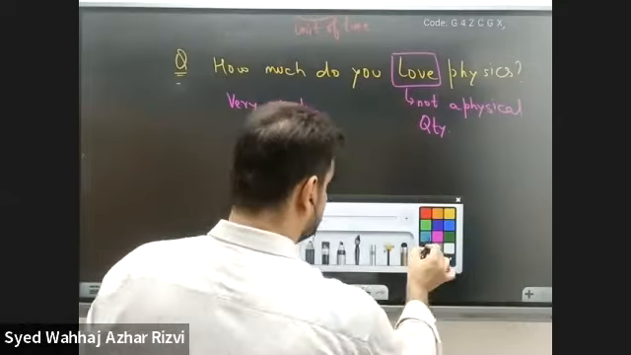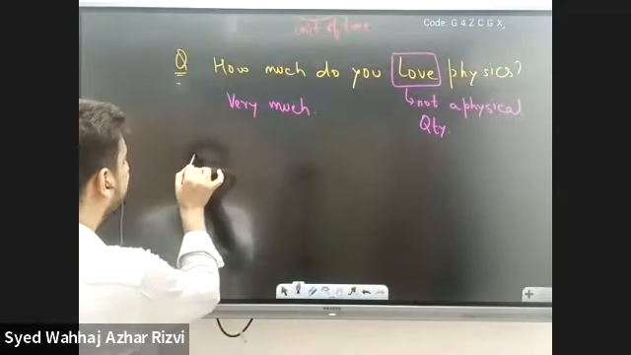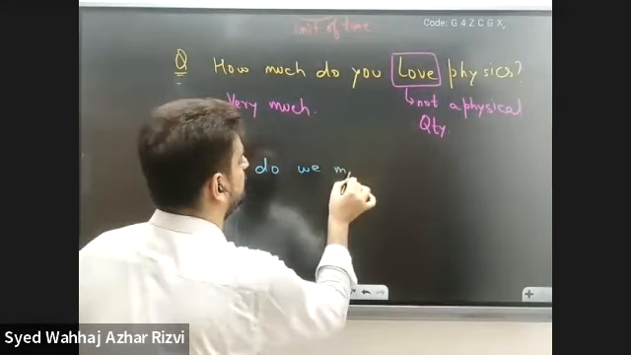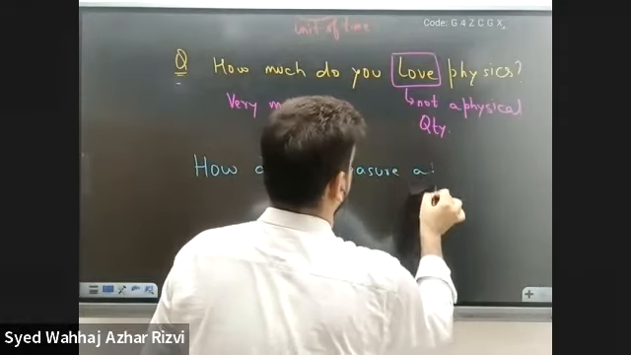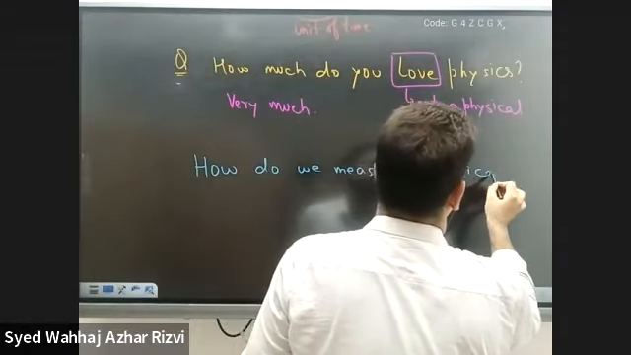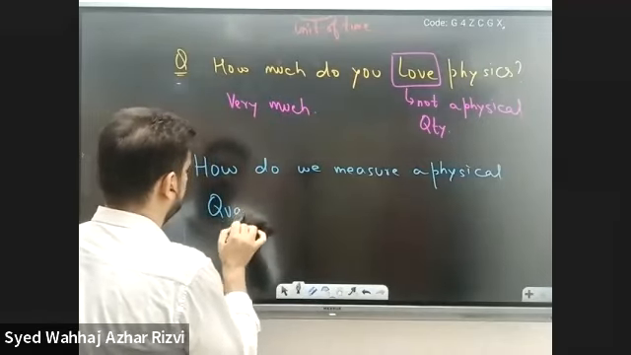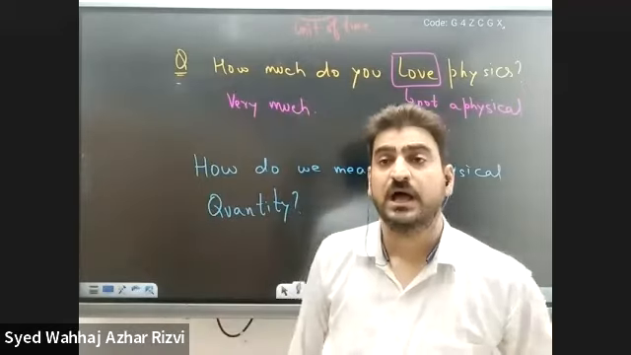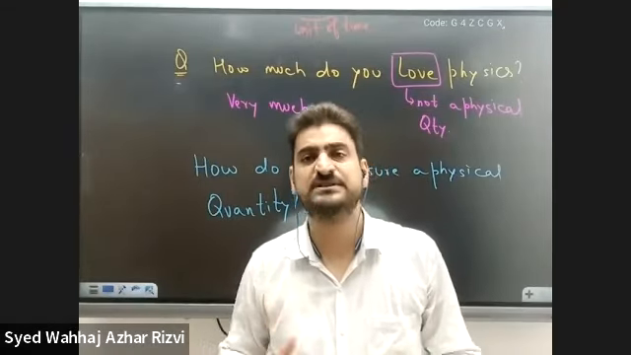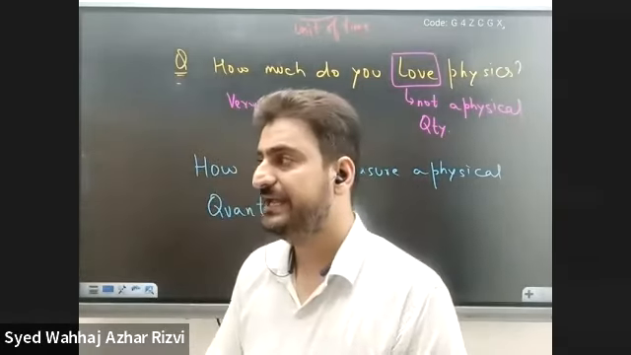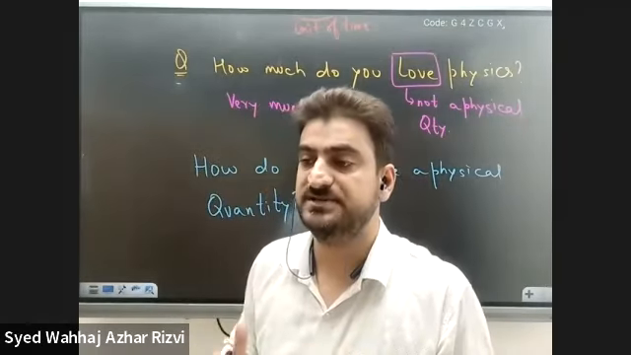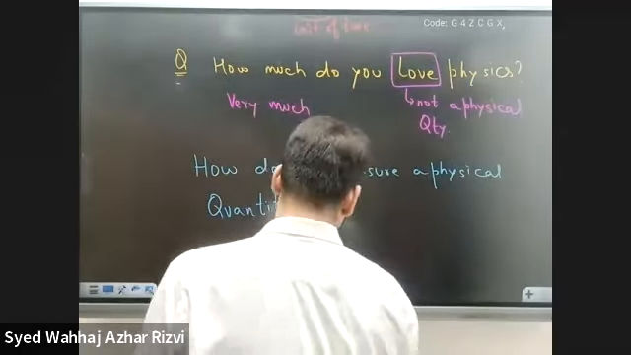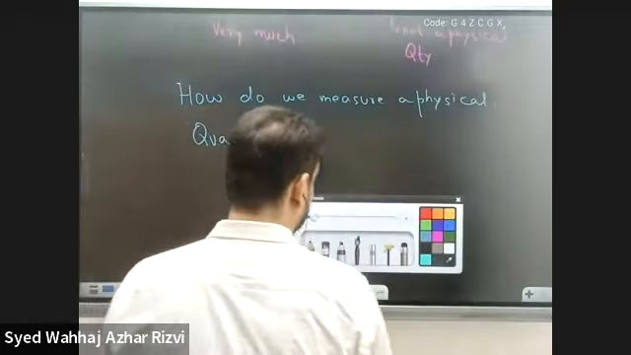Now, the next question is, how do we measure a physical quantity? This is the question. And what is the process of measurement? What exactly is the step that we are going to take to measure something? So instead of giving it a lot of theoretical details, rather we should try to measure something.